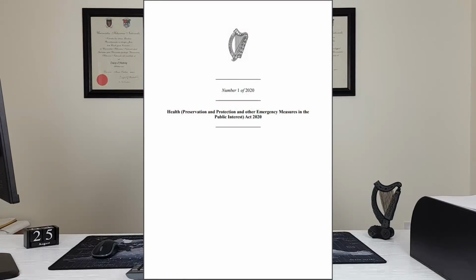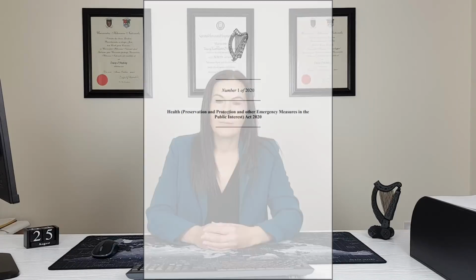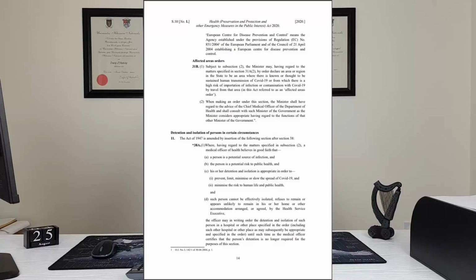schools in this regard. So far in 2020, the Irish Government have enacted 13 Acts of the Oireachtas and 313 statutory instruments. The first Act of the Oireachtas to be enacted in 2020 was the Health Preservation and Protection and Other Emergency Measures in the Public Interest Act 2020. This is the act that conferred power on the Minister for Health to make regulations to restrict movements and close premises during the lockdown. This Act at Part 3, Section 11 also deals with the detention and isolation of persons in certain circumstances. This is the section of the law that you must consider in determining the rights of schools to detain and isolate persons suspected of having COVID-19.